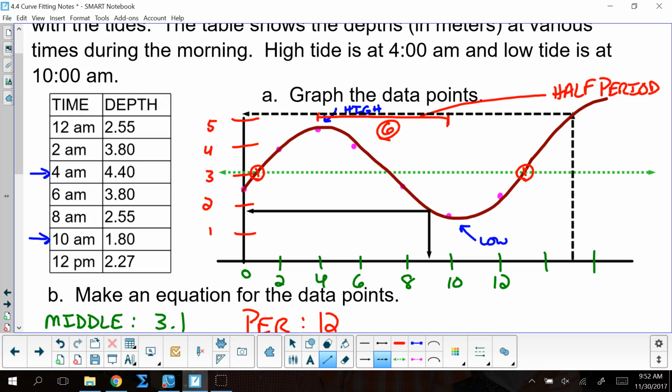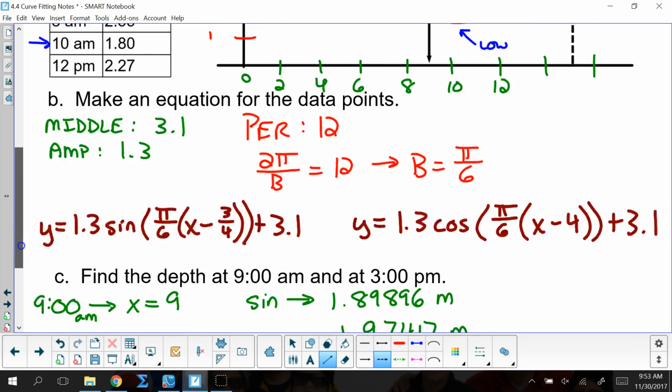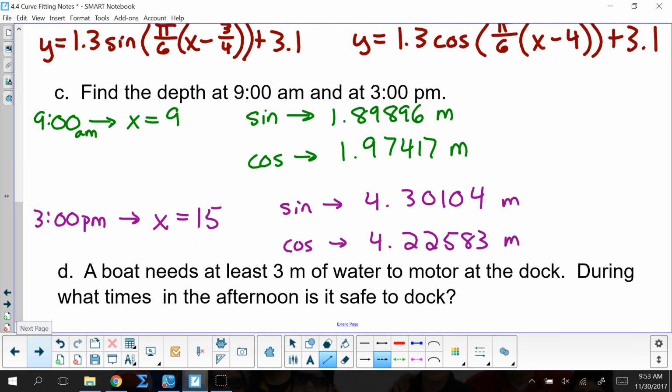Okay. Last question. Question D. Question D says that a boat needs at least 3 meters of water to motor at the dock. During what times in the afternoon is it safe for that boat to either leave the dock or come into the dock? Okay? Now we're talking afternoon, correct?